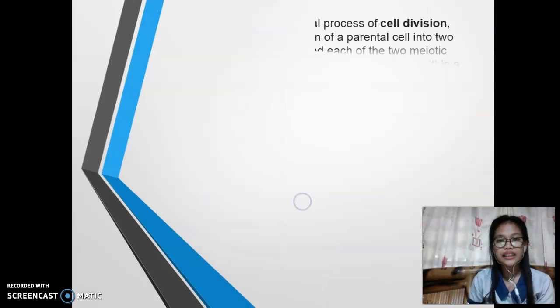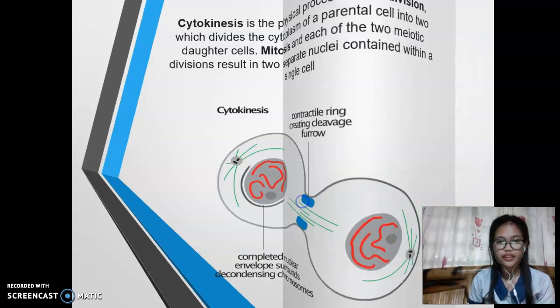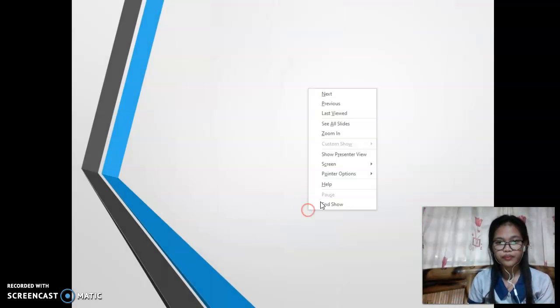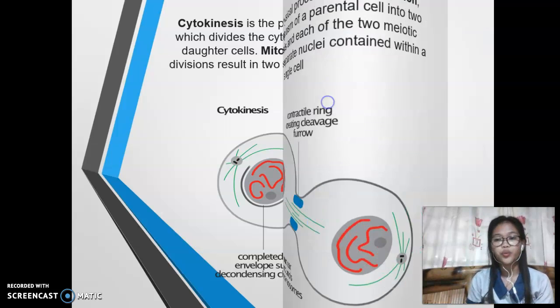The last is cytokinesis. Cytokinesis is the physical process that finally splits the parent cell into two identical daughter cells. During cytokinesis, the cell membrane pinches in at the cell's equator, forming a cleft called the cleavage furrow.